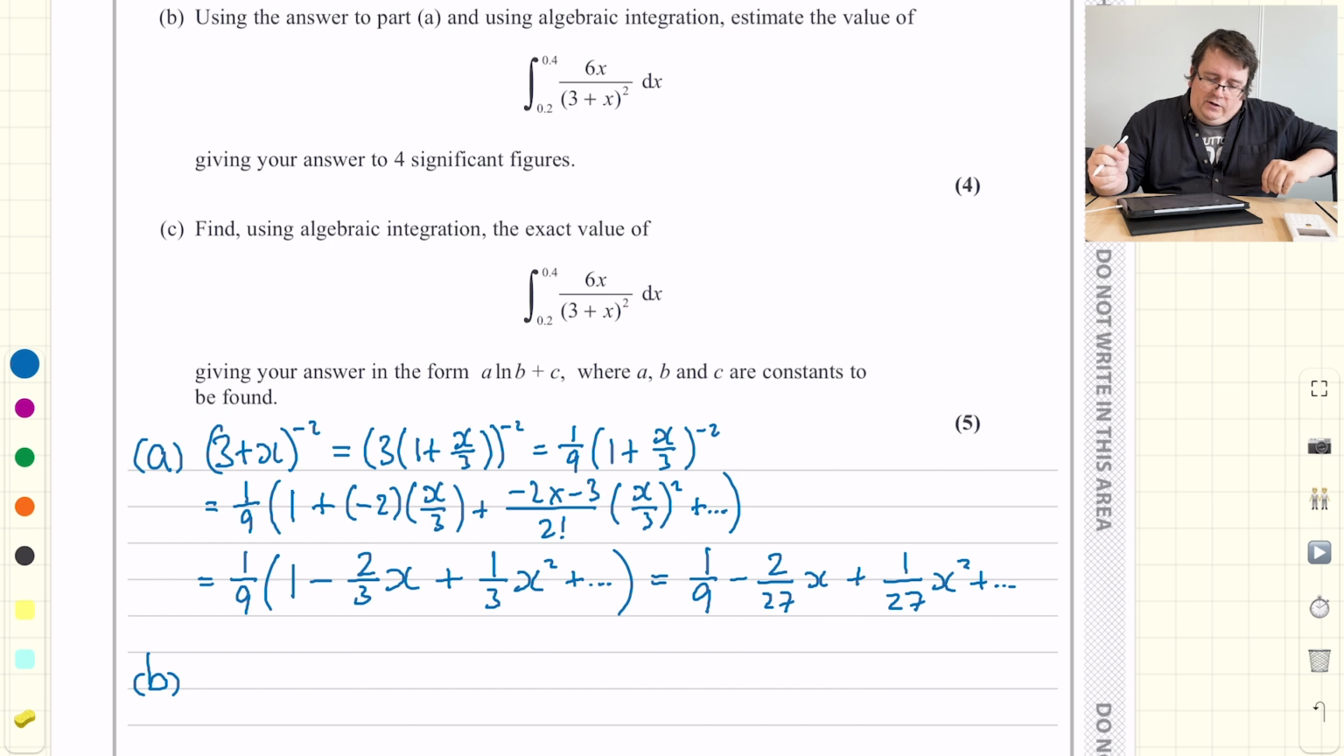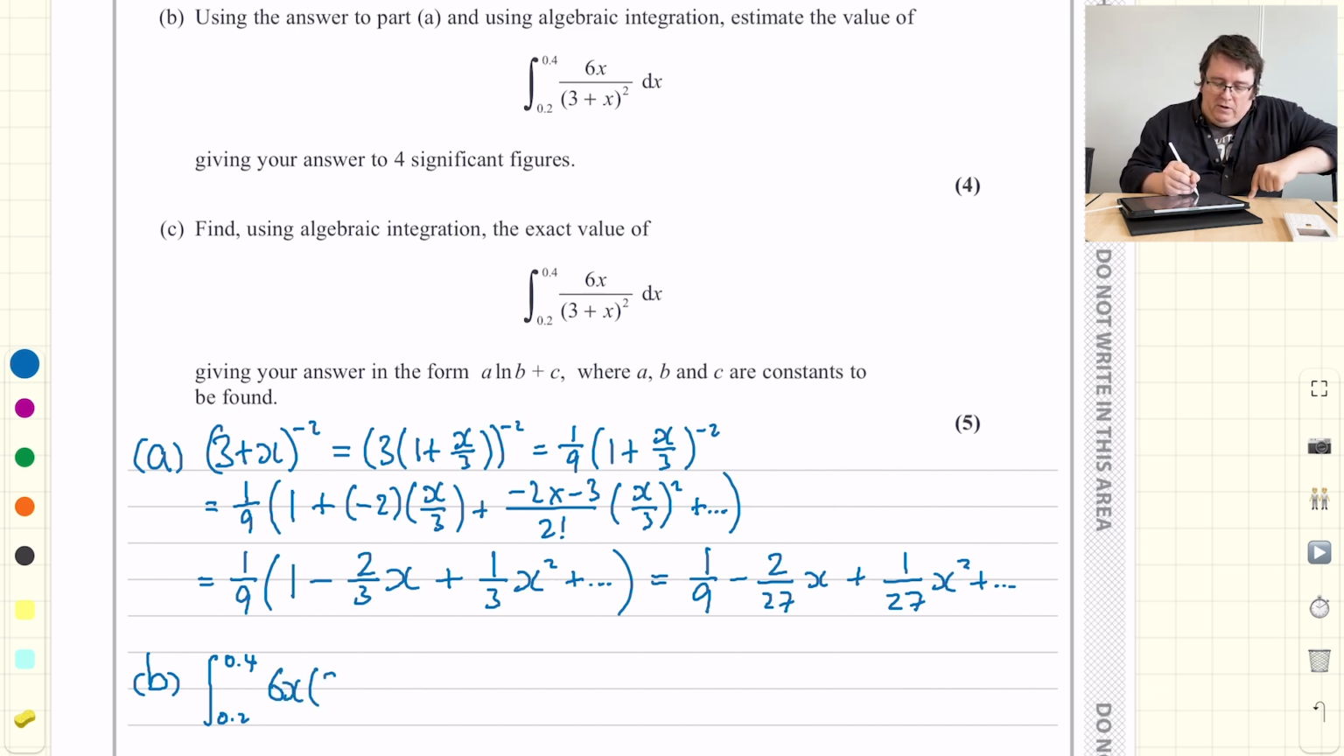Using the answer to part A and using algebraic integration, estimate the value of the integral between 0.2 and 0.4 of 6x over 3 plus x all squared dx, giving your answer to 4 significant figures. Okay, so we have the integral between 0.2 and 0.4. Now, the 6x over 3 plus x squared, I can write as 6x times 3 plus x to the minus 2. And so that should now be clear as to where we're going with this.